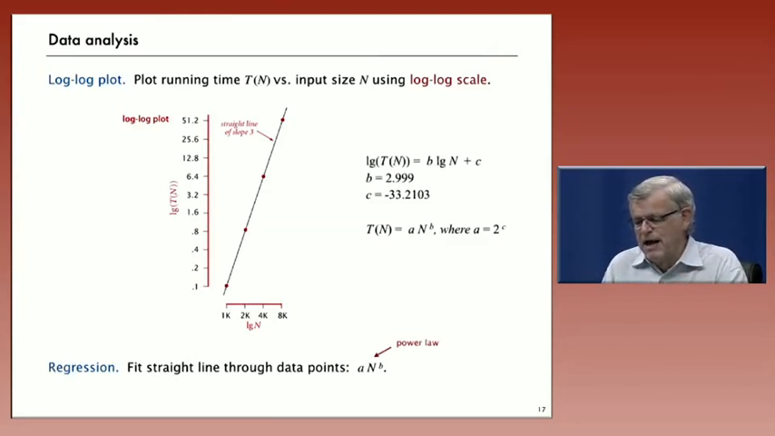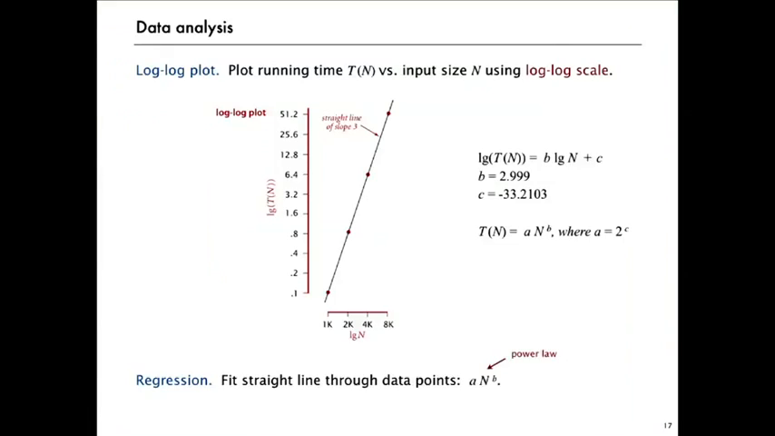So here's a little bit of the math for that. The straight line means that since we did a log-log plot with powers of 2, log base 2 of t of n equals b log of n plus c. And we have our empirical values of b and c. And then if you raise both sides of that equation to 2 to that power, then you get t of n equals a constant times n to the b. So right away, just from observation, we have a pretty good model for the running time of our program.